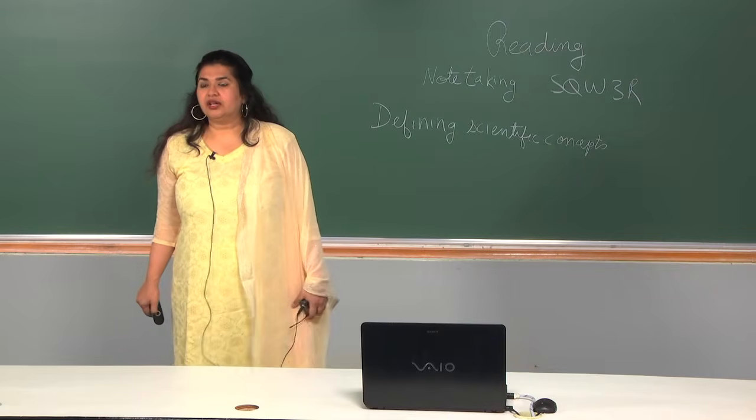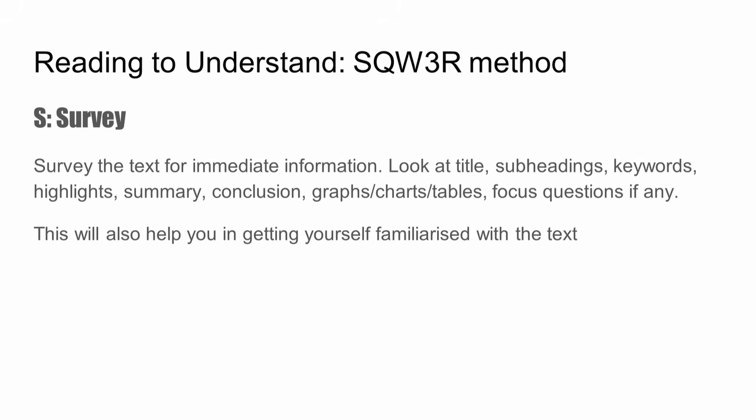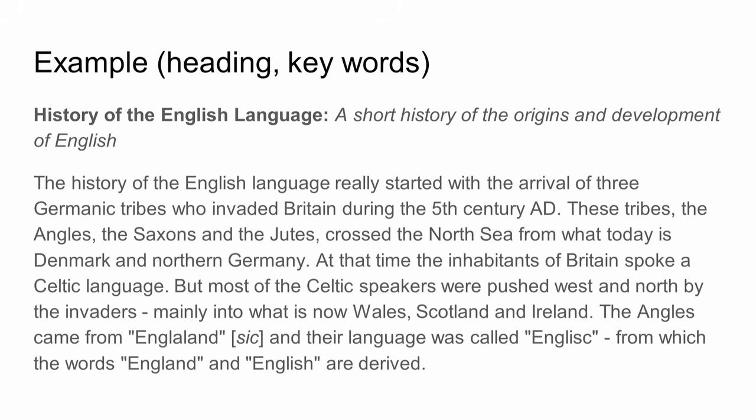So, immediate information. You should look at the title. So, survey, look at the title, subheadings, keywords and the highlights. Okay. A well written passage or article will always have a summary and conclusion. Look at it quickly, summary, conclusion, and if there are graphs, charts and tables which are very important in your discipline, focus some questions on those also. That should be your immediate survey. Okay, and survey will also help you in getting yourself familiar with the text.